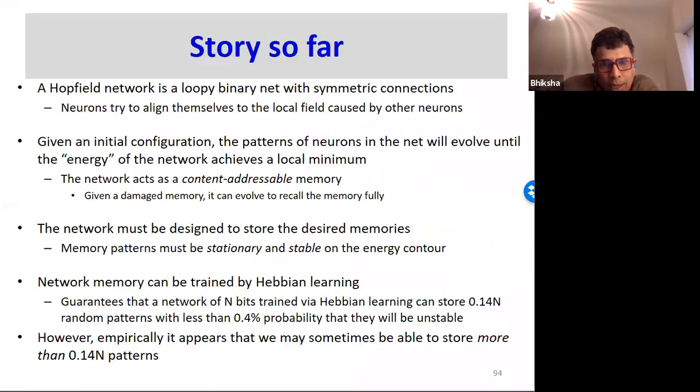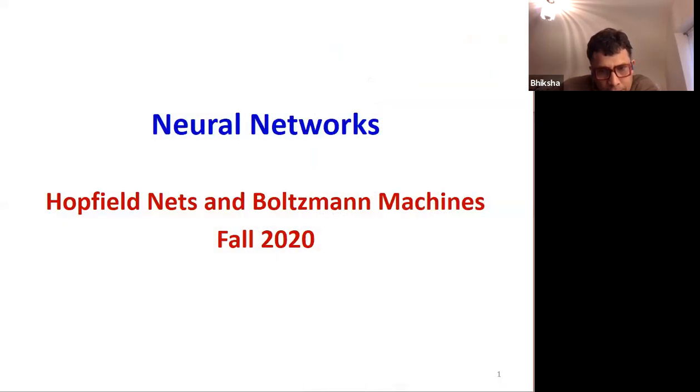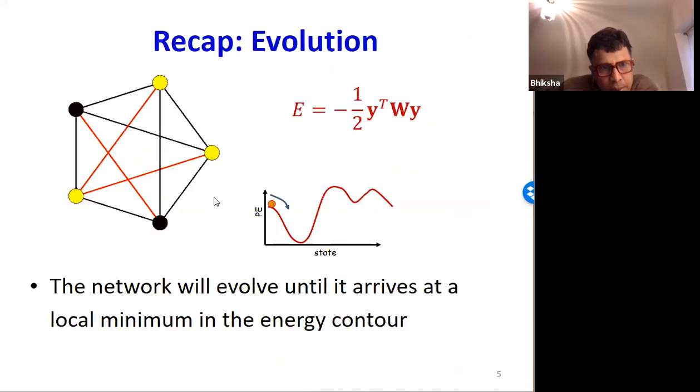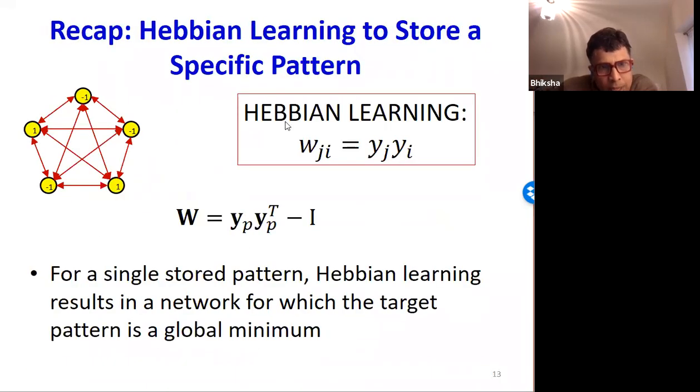So let's continue. Here's where we stand, right? When we use the Hebbian learning rule, it's a very simple idea. But in spite of its simplicity, it's kind of complicated in that the behavior is not predictable as far as we can make out. And if you want to store more than one pattern, it may not really work.